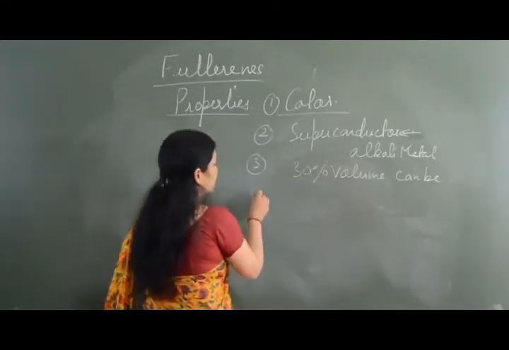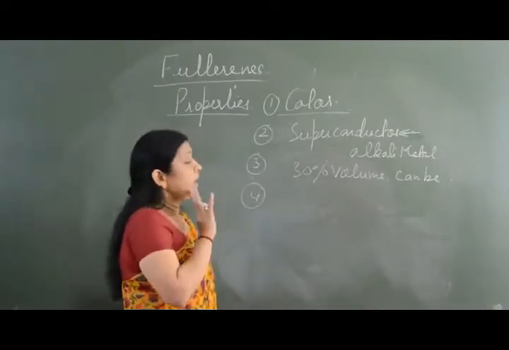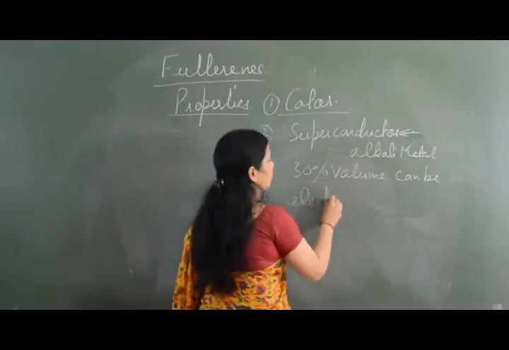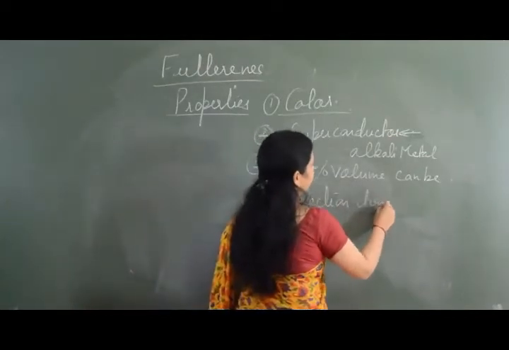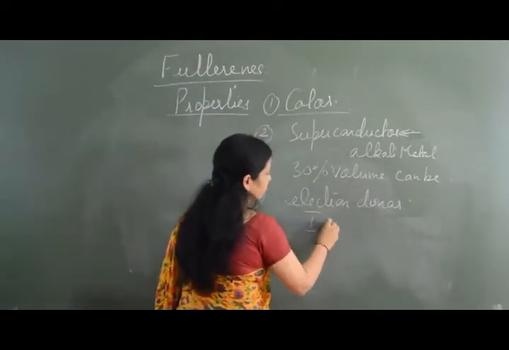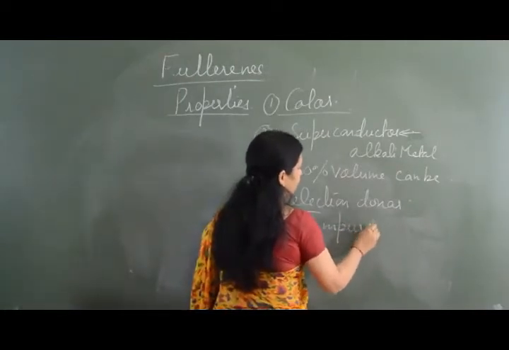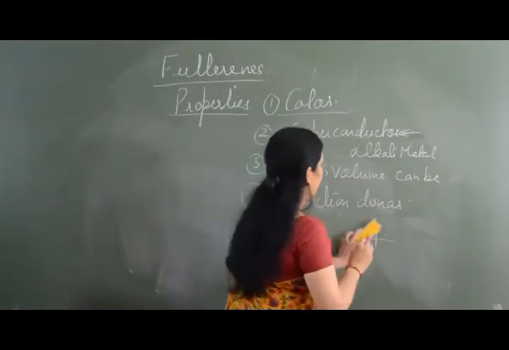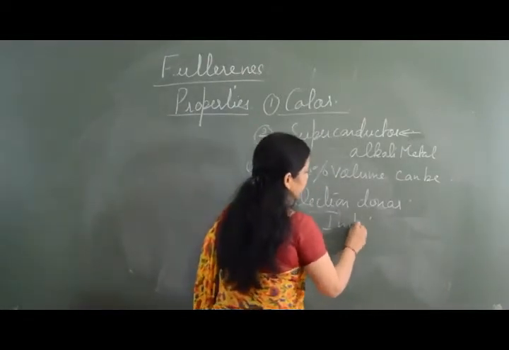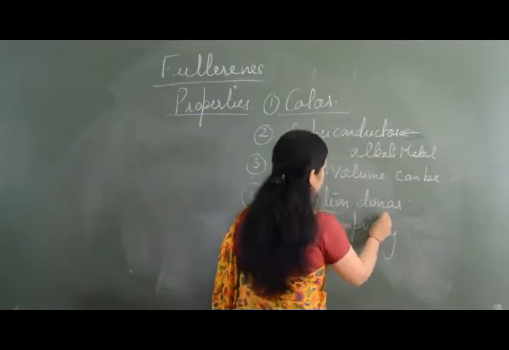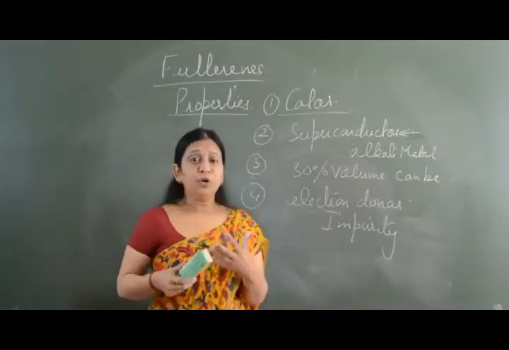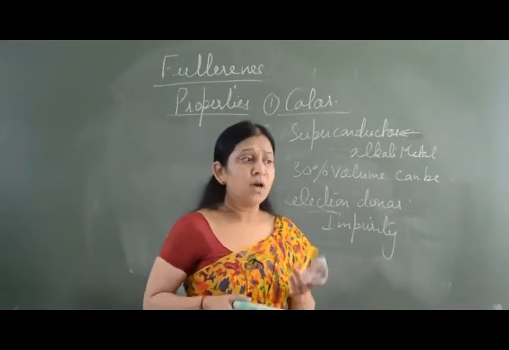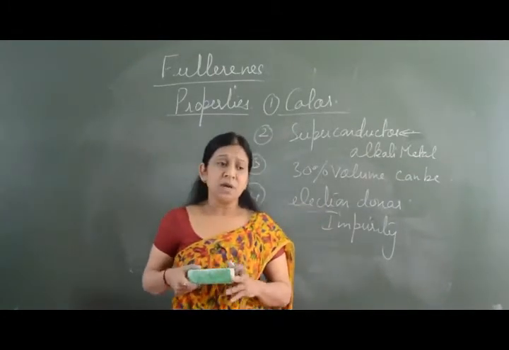Then the fourth property is that if I add an electron donor impurity to a pure fullerene, then what happens? The fullerene starts behaving as a ferromagnetic substance. What is a ferromagnetic substance?